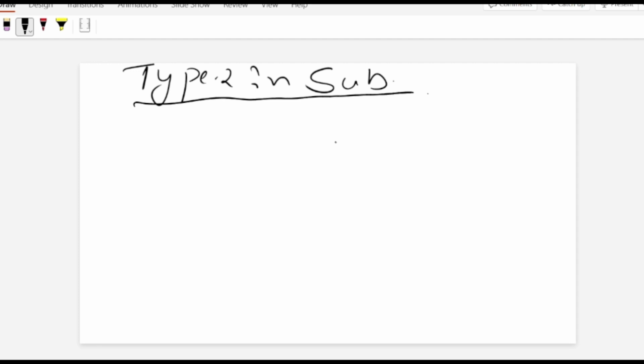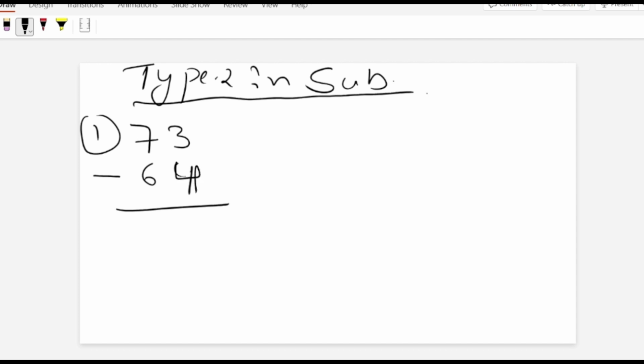Okay. This is type 2, you keep it in mind. Type 2 in subtraction. First example, 73 minus 64. From 3 you can't subtract 4 here. Okay. 3 is a small number, 4 is a big number.